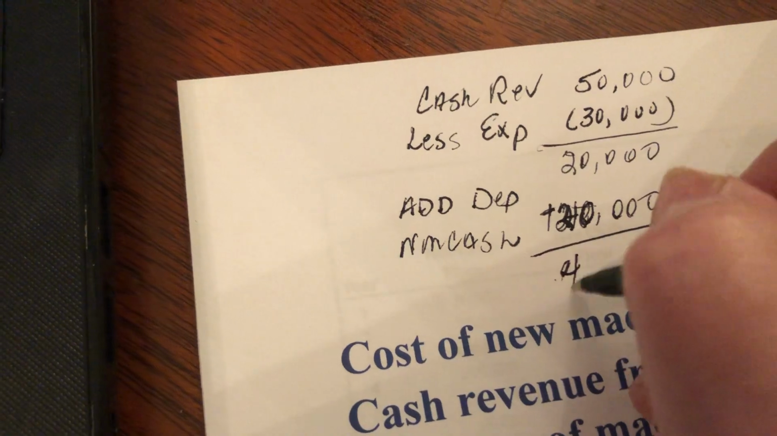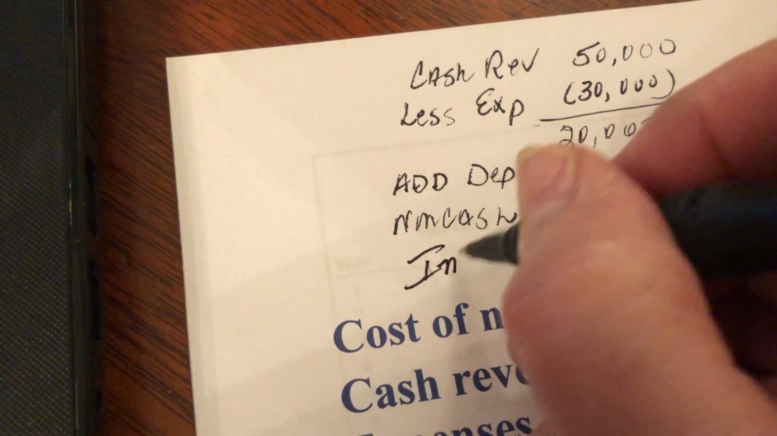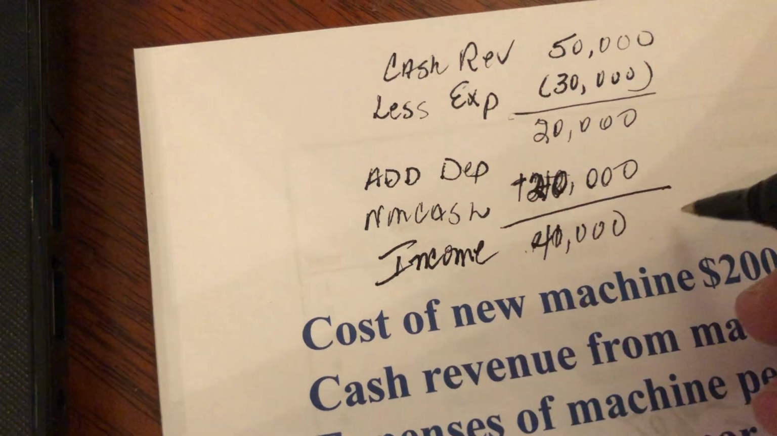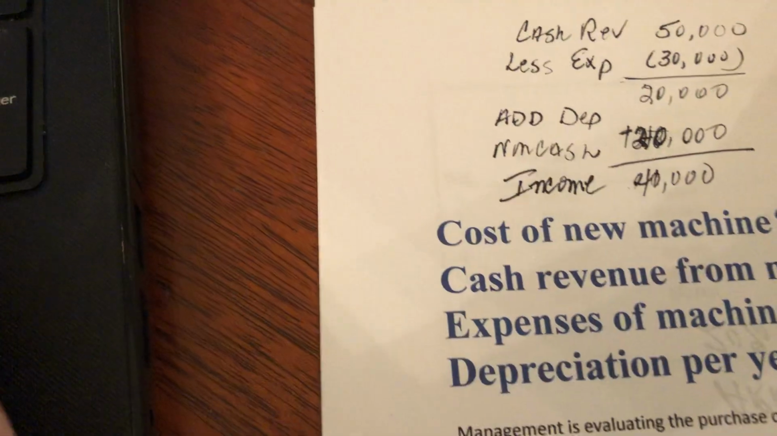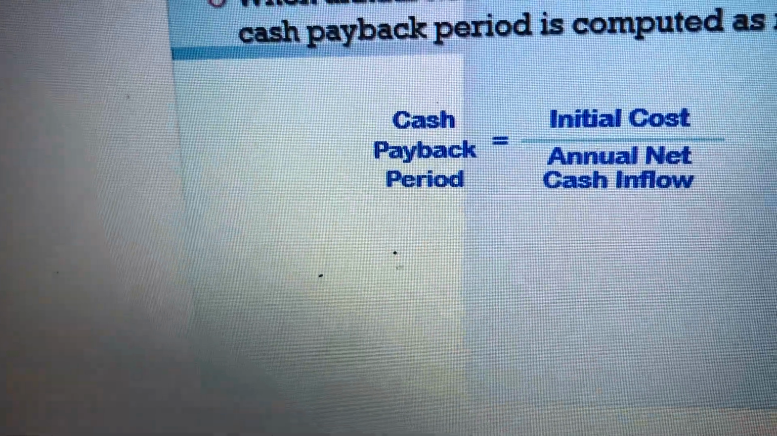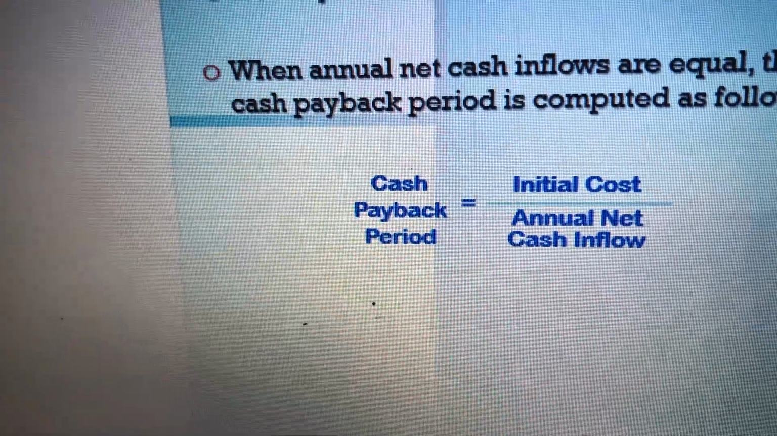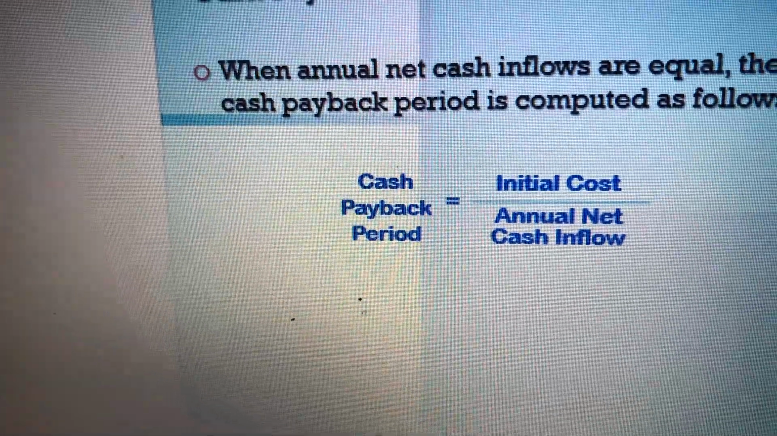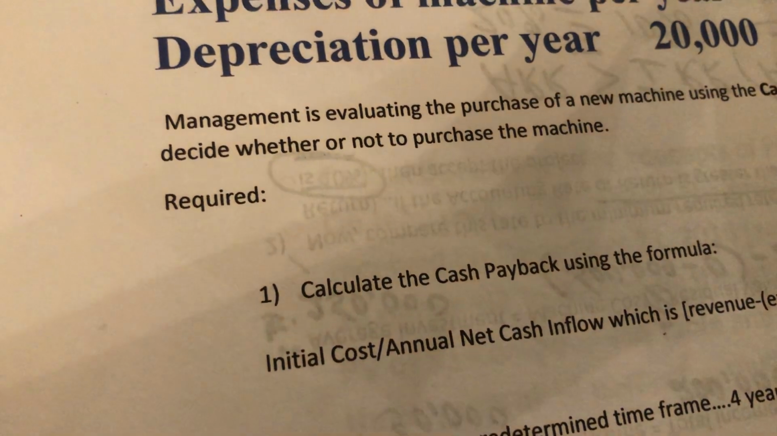So your cash income for the year was actually $40,000. So going back to our formula that's in your handouts, the initial cost of the machine here would be your $200,000, but then your cash income is $40,000. So come back to your paper.